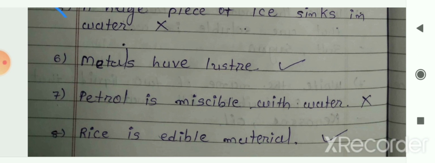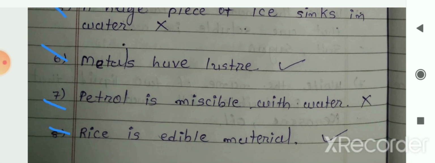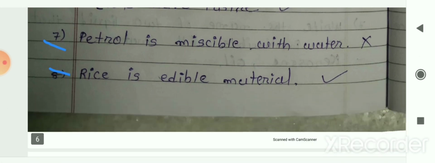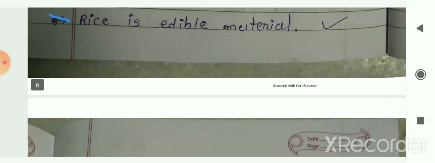Next is, metals have luster. So your answer is true. They have luster. Next is, petrol is miscible with water. So your answer is false. It does not mix with water. Next is, rice is an edible material. So your answer is true. As we are eating it, it is an edible material, or eatable material.